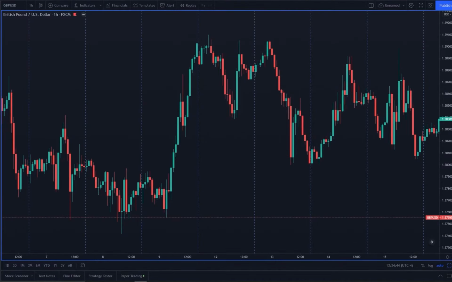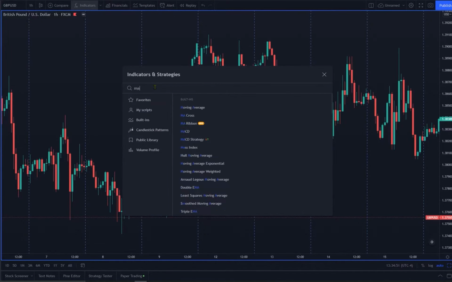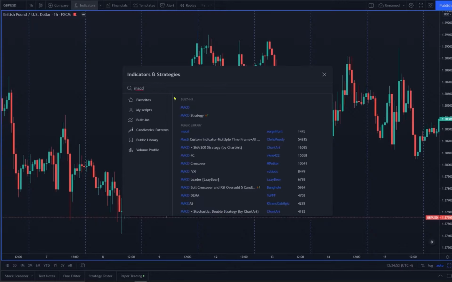So first, let's apply the MACD indicator to our chart. We will go on the Indicators tab using TradingView. Type in MACD. We could select the first one that appears, but I like to use the one made by Chris Moody.